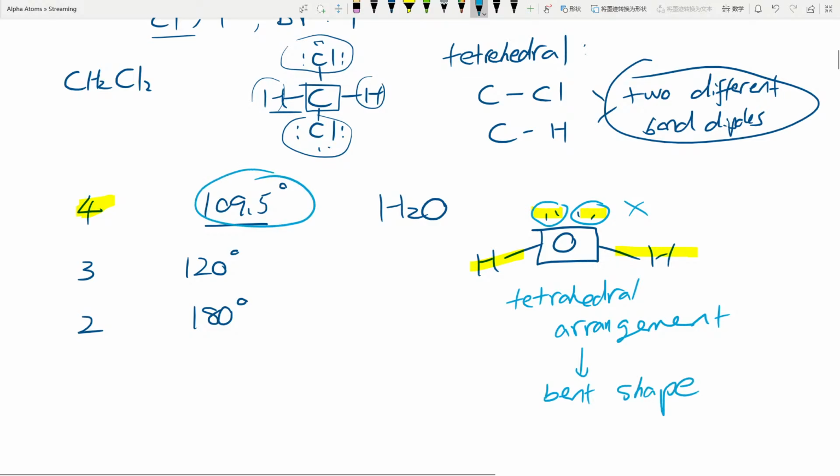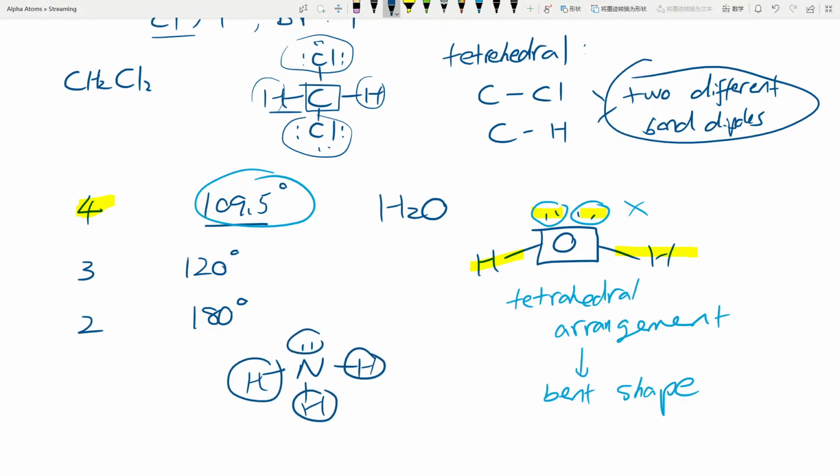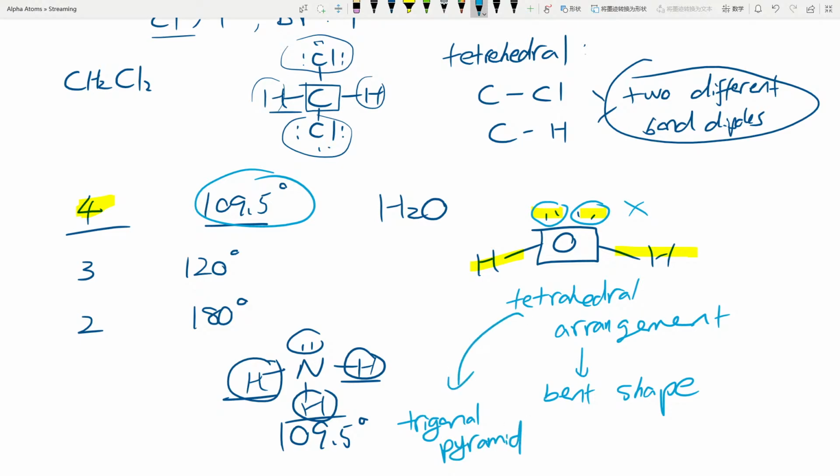109.5 degrees. Okay, so you can have different examples, like I can draw NH3, ammonia. NH3 also has 4 regions of electron density, so the bond angle is also going to be 109.5 degrees, because these electron densities want to repel each other as far away as possible. But because you can only see 3 of them, this has a trigonal pyramid shape. Again, it has a tetrahedral arrangement because you have 4 things around it. That's just a really easy way to memorize them.